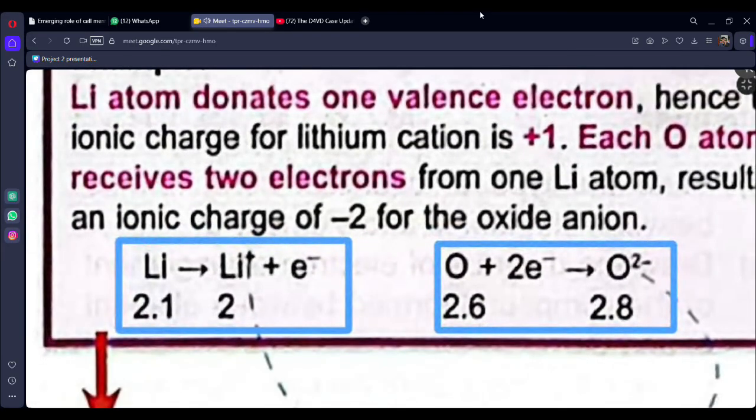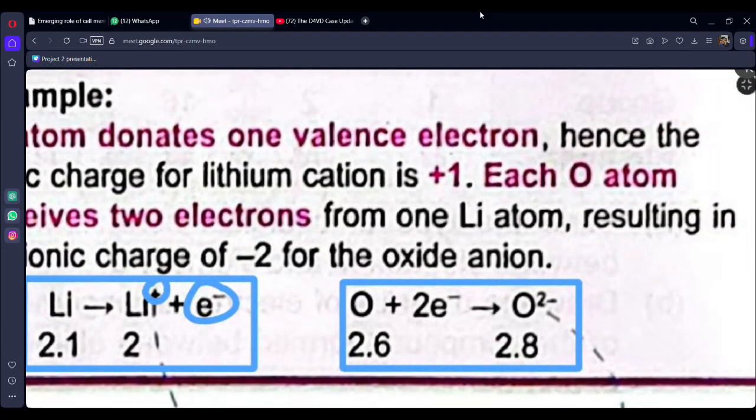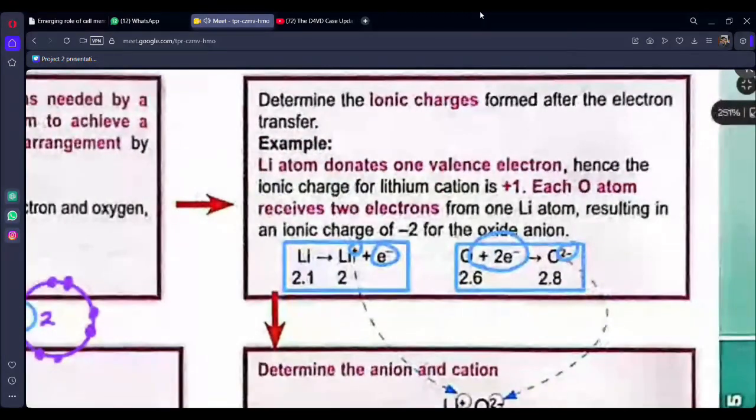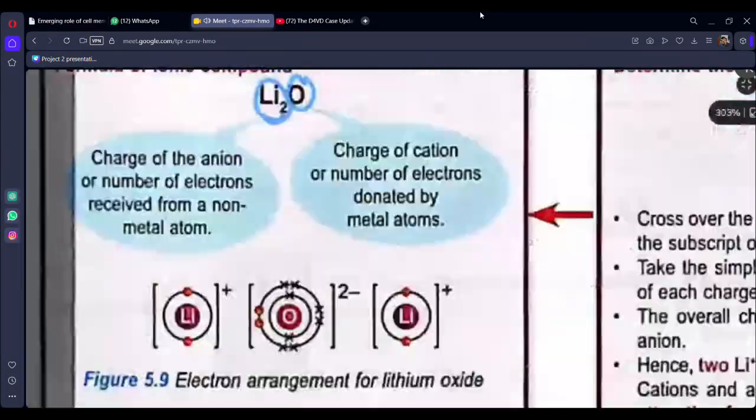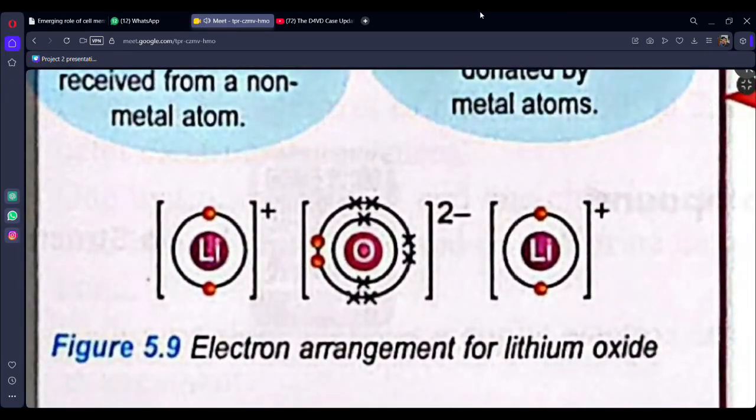So your lithium, I told you, the maximum it can give is 1. So positive 1, 1 electron. Oxygen wants 2, so it takes 2, becoming 2 minus. Please, very, very important. And of course this is the drawing: put the oxygen in between the 2, like a sandwich.